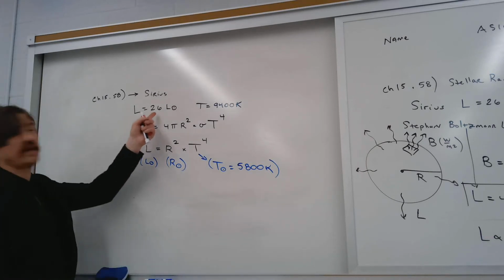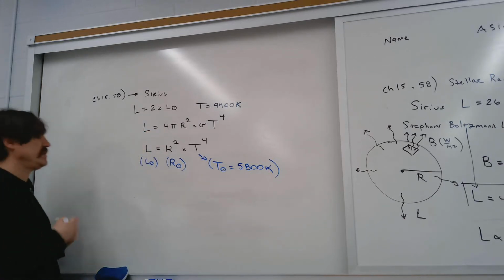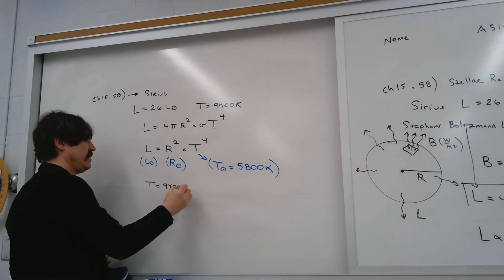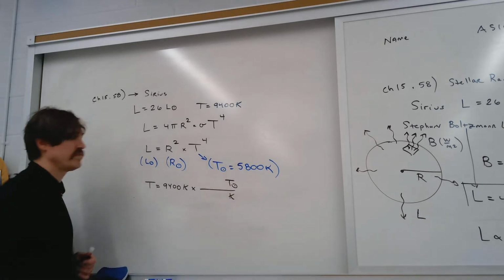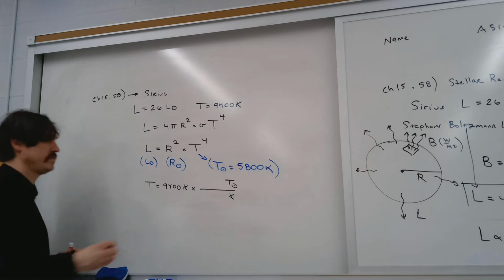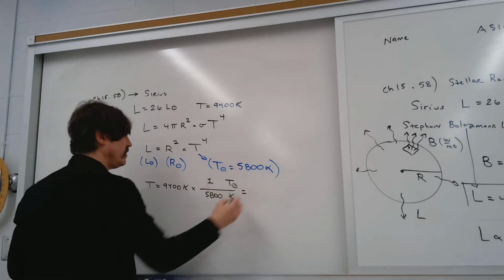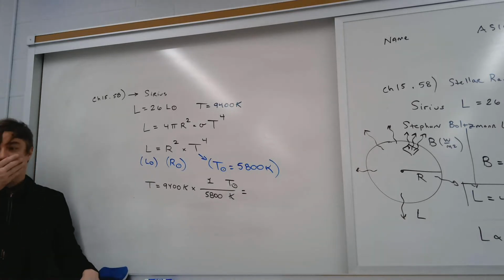We have the luminosity in solar luminosity units. Let's see if we convert our temperature to solar temperatures. 9,400 Kelvin. Let's do dimensional analysis from Kelvin to solar temperature units. One solar temperature is 5,800 Kelvin. Punch that in and give me 2 sig figs. Punch it correct, please.